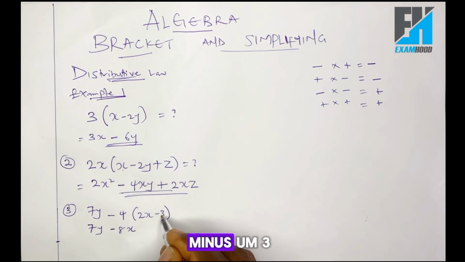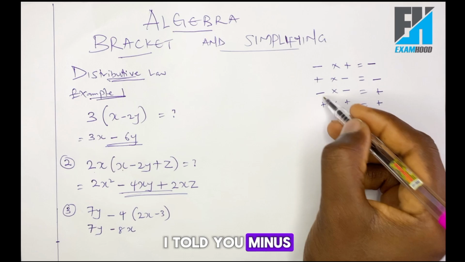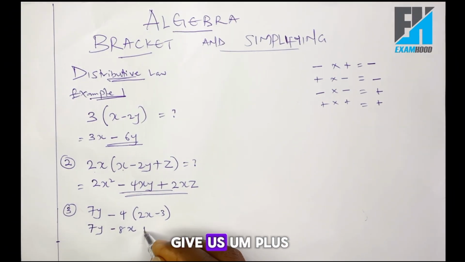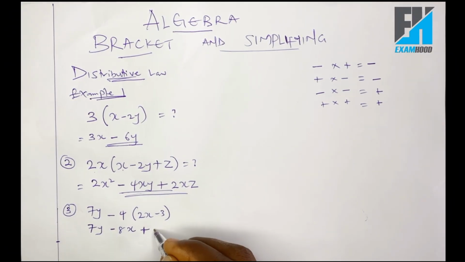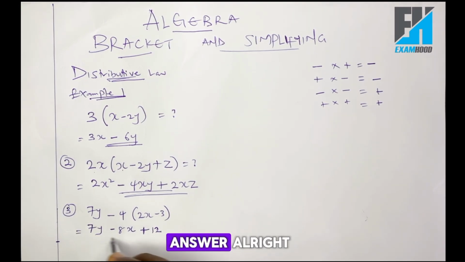Then minus 4 times minus 3. I told you minus times minus gives plus. That gives us plus 12. And that is your answer.